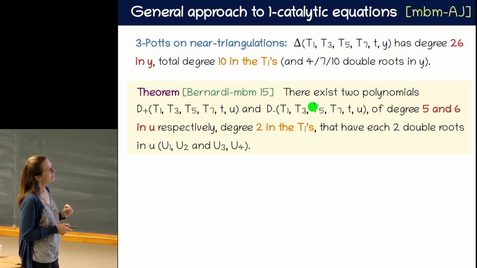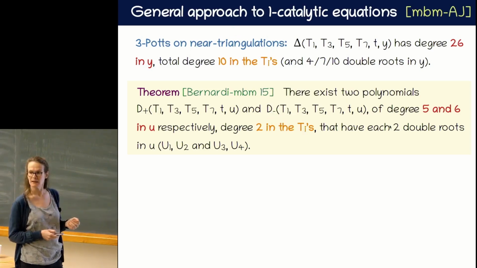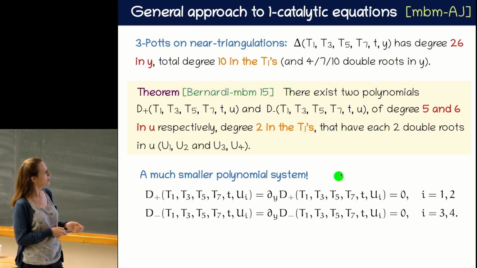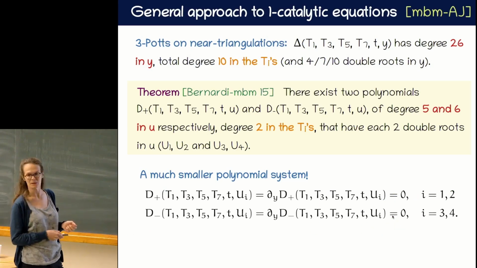And as polynomials in U, they have degrees 5 and 6. As polynomials in the Ti, they have degree 2, so that's really much smaller. And each of these has two double roots. So that's a condition of the same nature. It gives again 8 polynomial equations. D plus and its derivative vanish at U1 and U2. Same for D minus. So we have again a system of 8 equations, but it is much smaller.